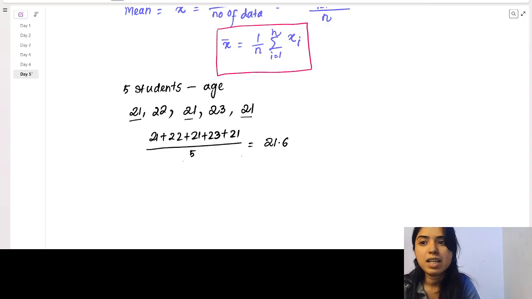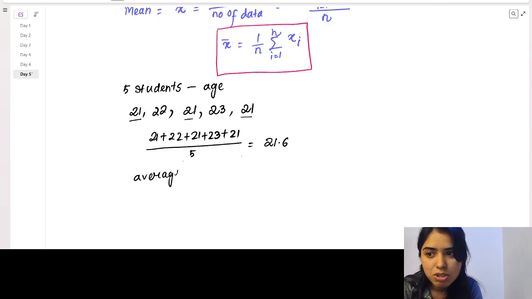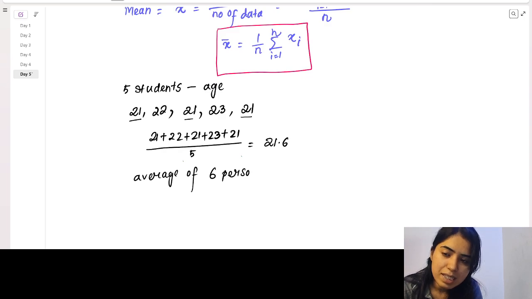Now let's do the average of 6. This 5 students is already there, and now you are adding their professor as well. Now the professor's age is 47.